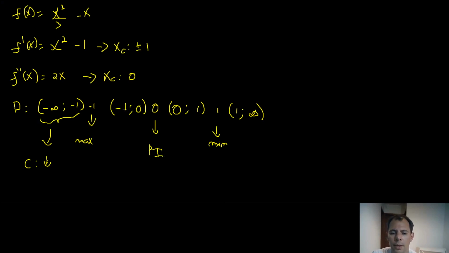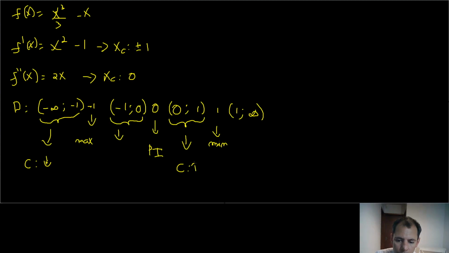Now let's think about this stuff in here. If this minus 1 is a maximum, that means the concavity has to be down, and this concavity here has to be down too. This is a point of inflection. That means this concavity has to be up.